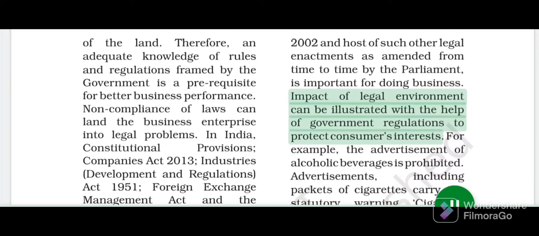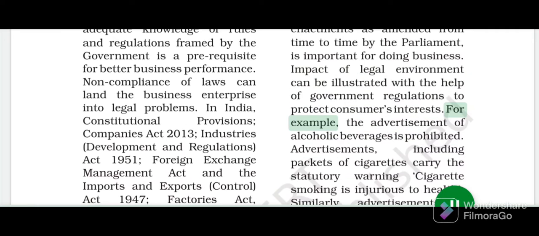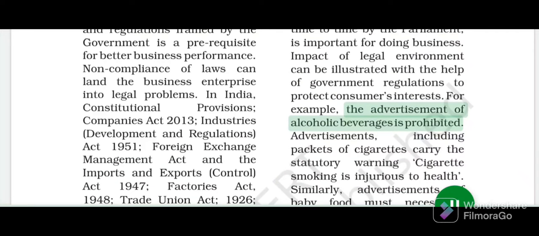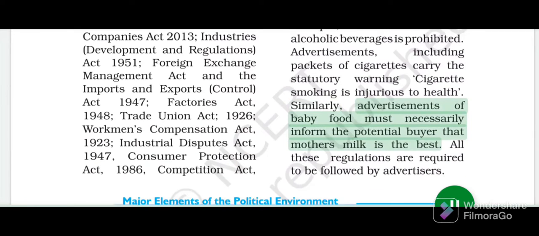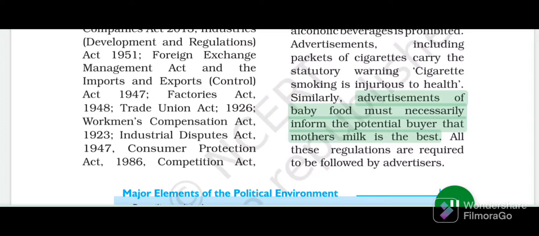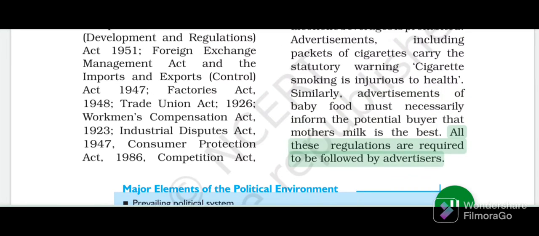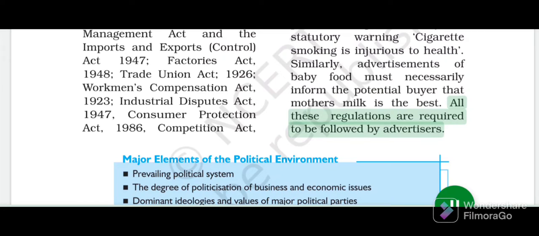Impact of legal environment can be illustrated with the help of government regulations to protect consumers' interests. For example, the advertisement of alcoholic beverages is prohibited. Advertisements, including packets of cigarettes, carry the statutory warning, "Cigarette smoking is injurious to health." Similarly, advertisements of baby food must necessarily inform the potential buyer that mother's milk is the best. All these regulations are required to be followed by advertisers.